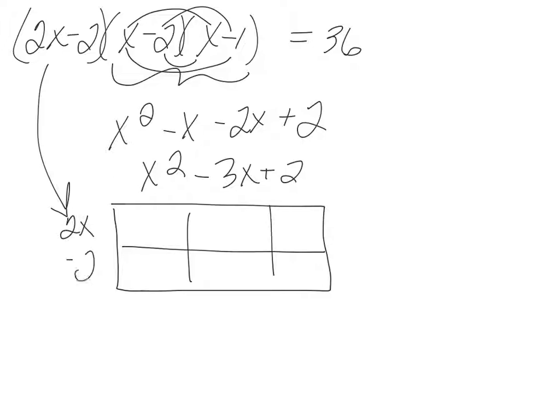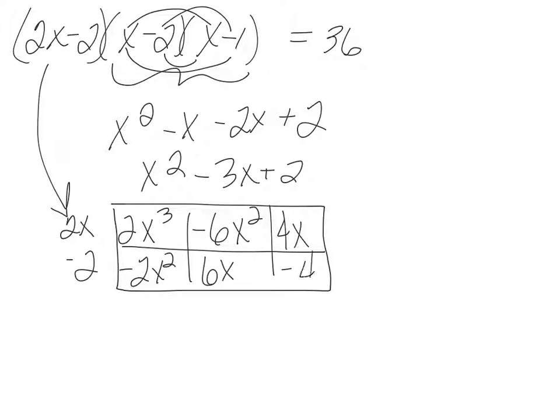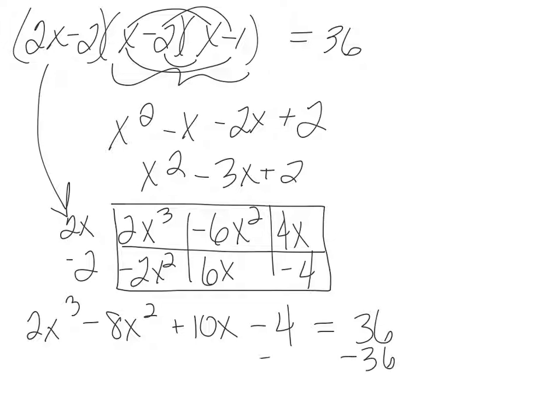2x minus 2. So multiply the rows and the columns. I get 2x to the third power, 6x squared, and 4x. Then negative 2x squared, positive 6x, and negative 4. Collect like terms: 2x cubed minus 8x squared plus 10x minus 4 equals 36. I need to set it equal to 0 if I want to solve for it, right?